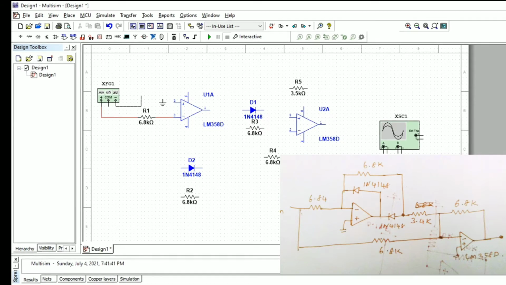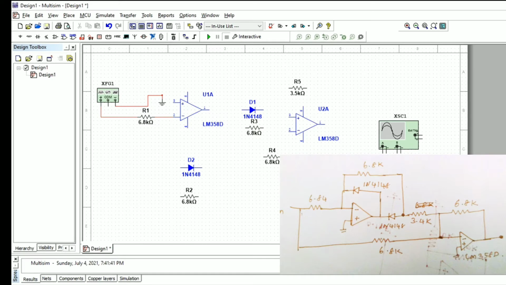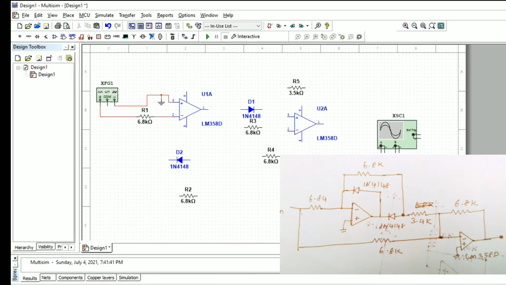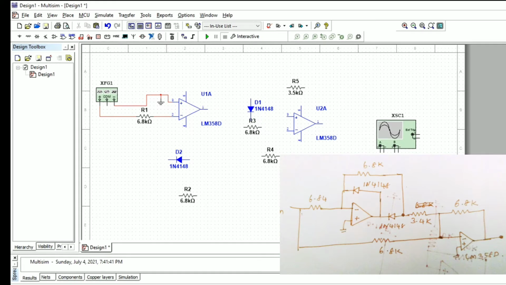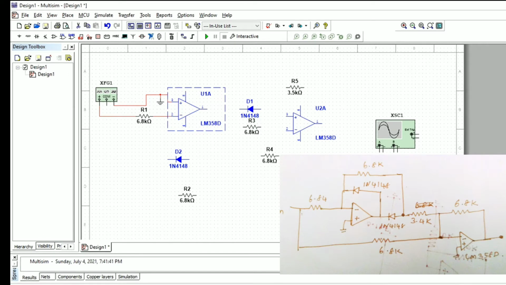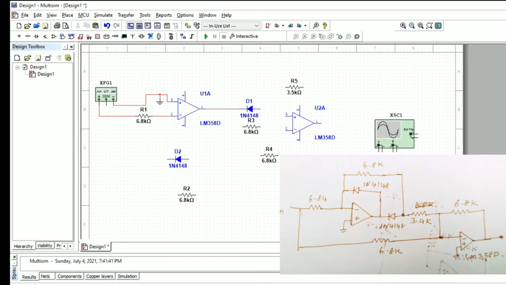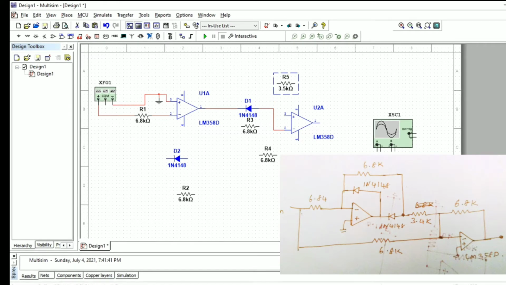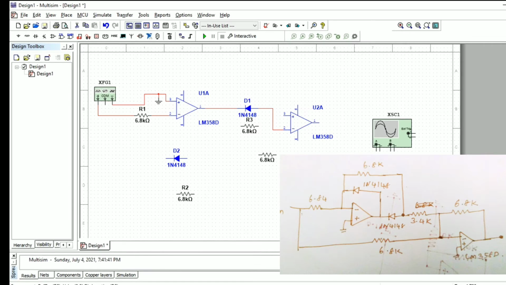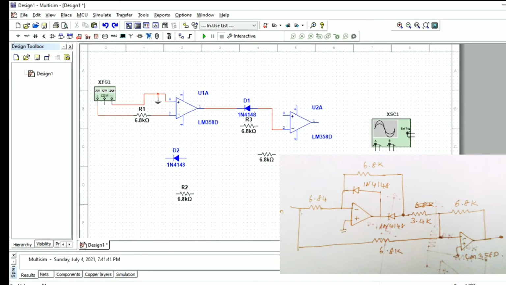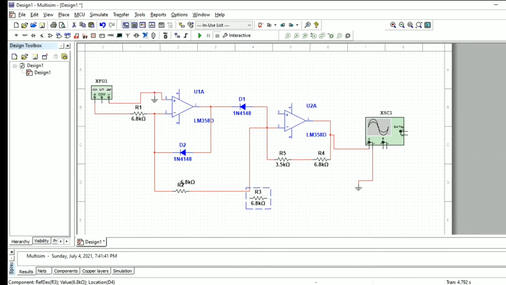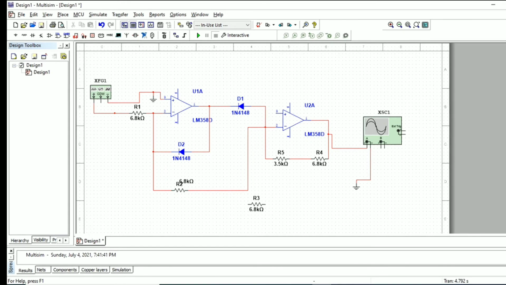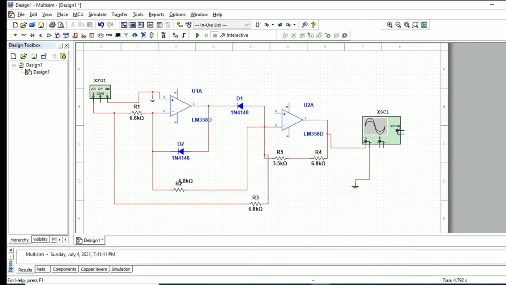Right, so according to the standard diagram given here, the connections are made. We will rotate the diodes in the feedback circuit, both the diodes we will rotate, and connect as per the given circuit diagram here. After connecting all the components, here one resistor is remaining. That resistor is connected from the input side function generator to the second op-amp input.